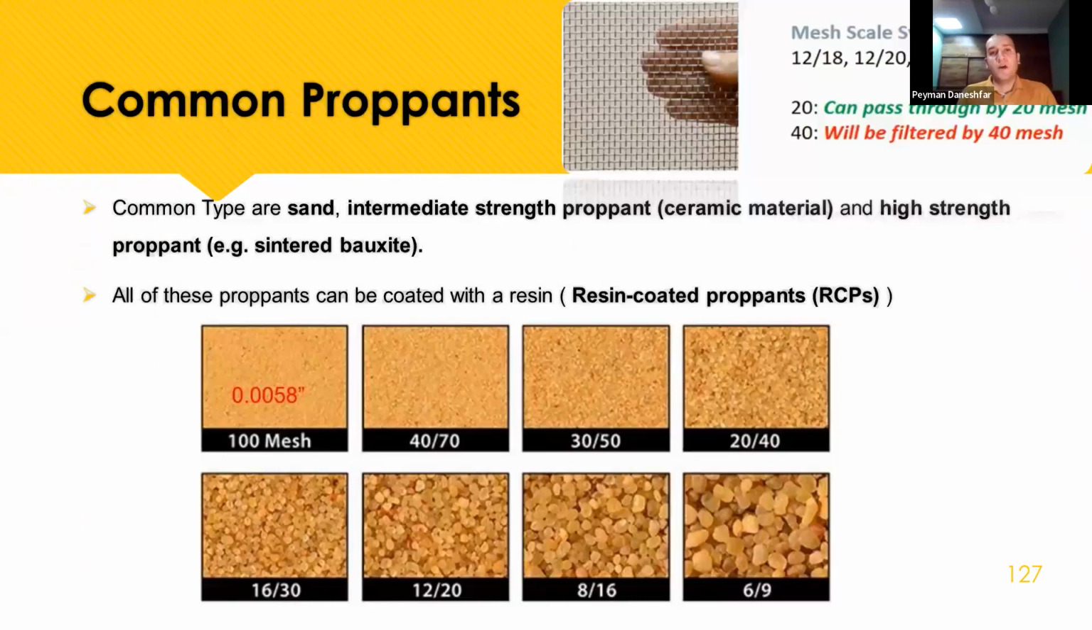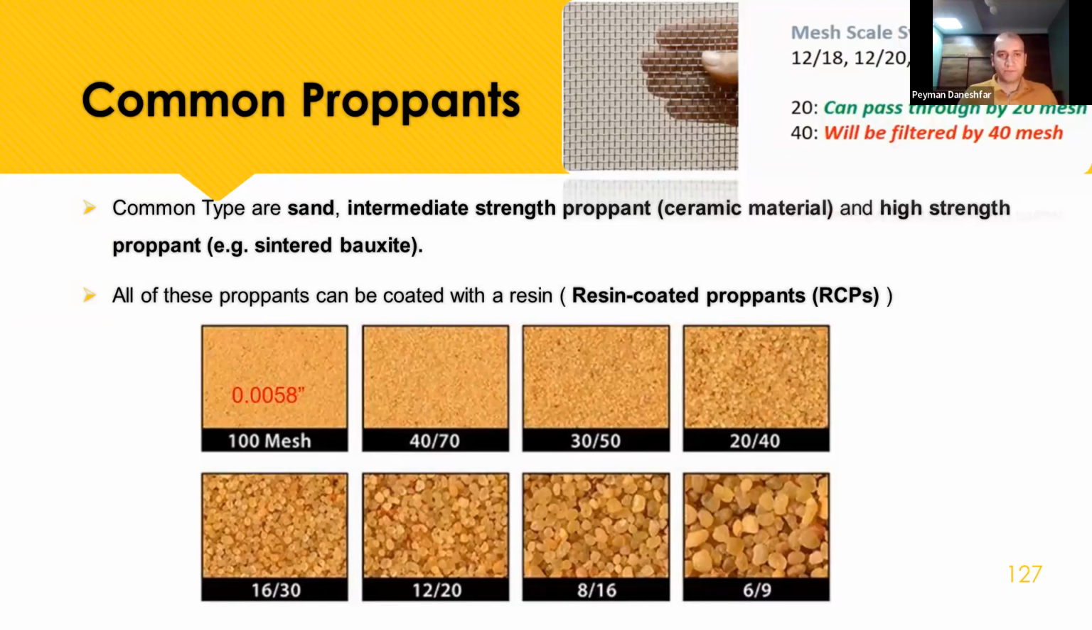Common proppants, as I told before: sand, intermediate stress proppant, as a ceramic material, high stress proppant, as a sintered bauxite. All of these proppants can be coated with resin and become RCP, resin-coated proppant. Sometimes you will be confused about this mesh scale. This mesh scale, the first number introduces what can pass through this number of mesh, and the second number is what will be filtered by this second number.